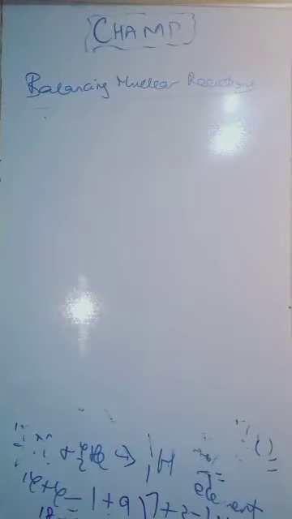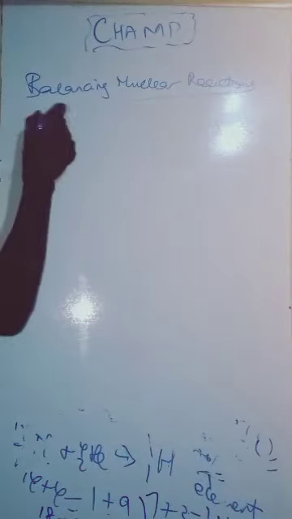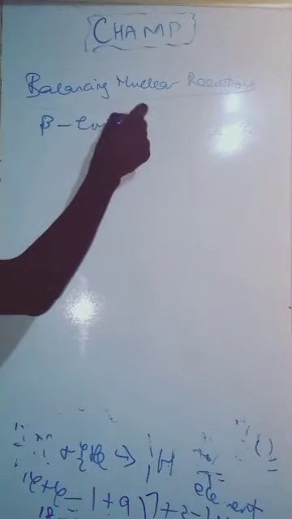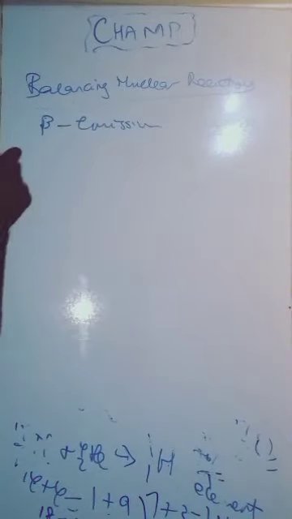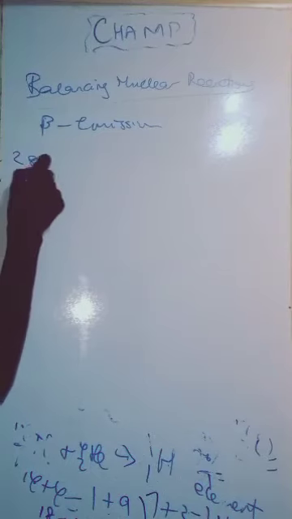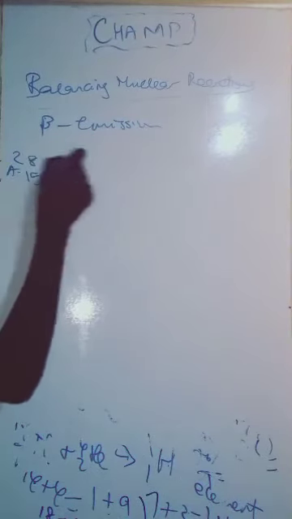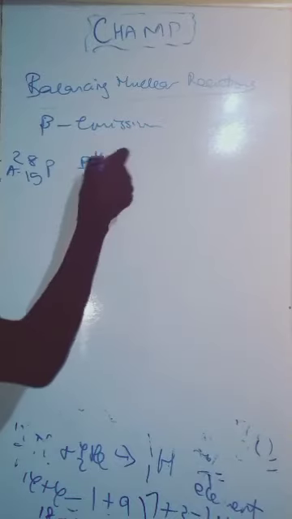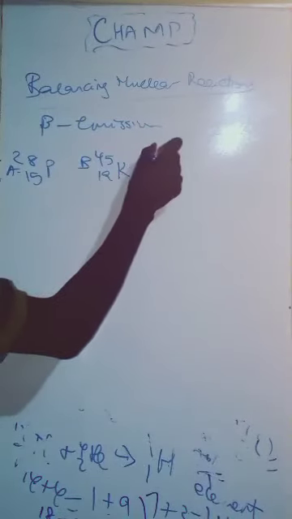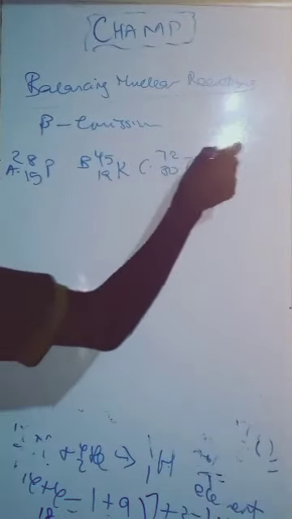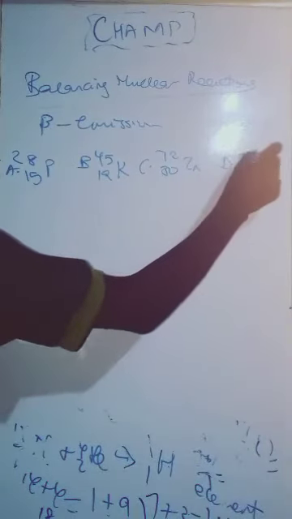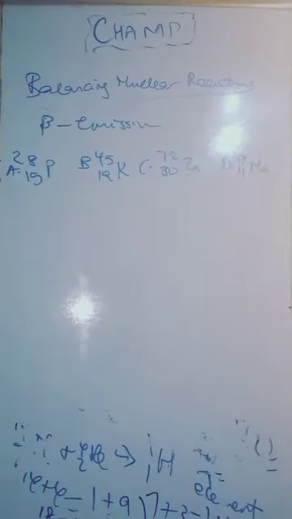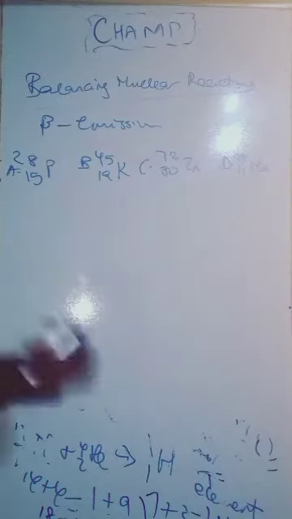Okay, yes, they say which of the following would you expect to decay by beta emission? So they give you phosphorus-28, 15, then potassium-45, 19, zinc-72, 30, sodium-24, 11. Now let me tell you this: anytime you are having beta emission, what happens to the atomic number? Will the atomic number increase by 1 or decrease by 1?